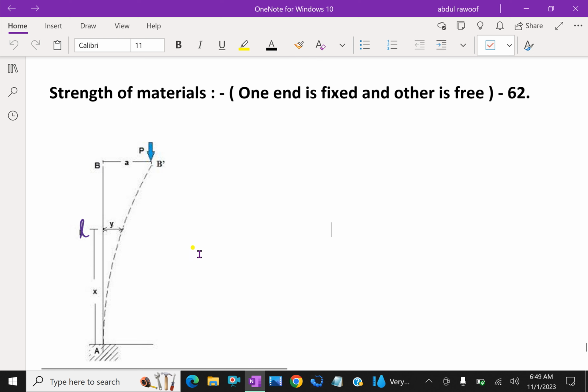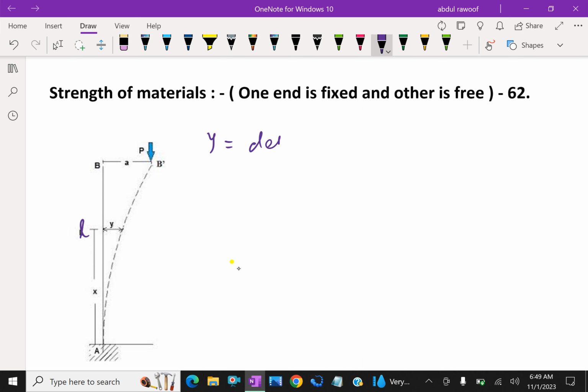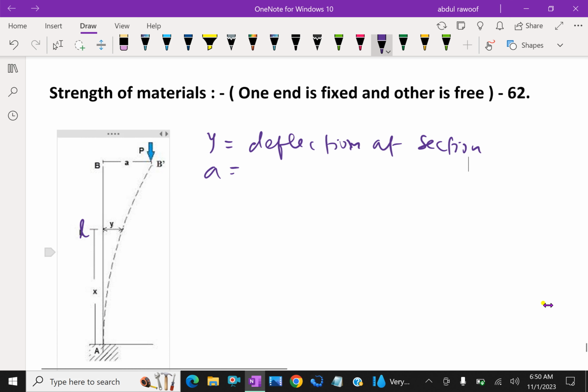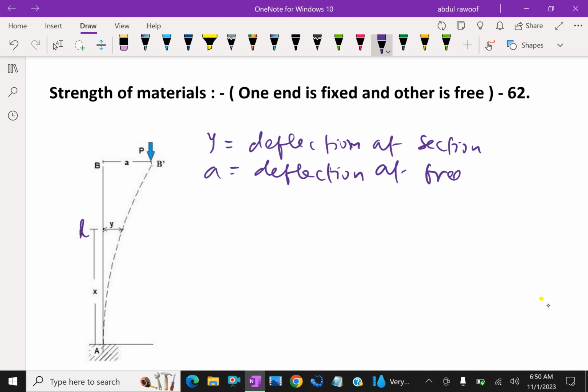Look here. Let y equal the deflection or lateral displacement at a section, that is, y equals the deflection at any section at distance x from the bottom, and a equals the full deflection, the deflection at end B. This is the deflection at the free end.